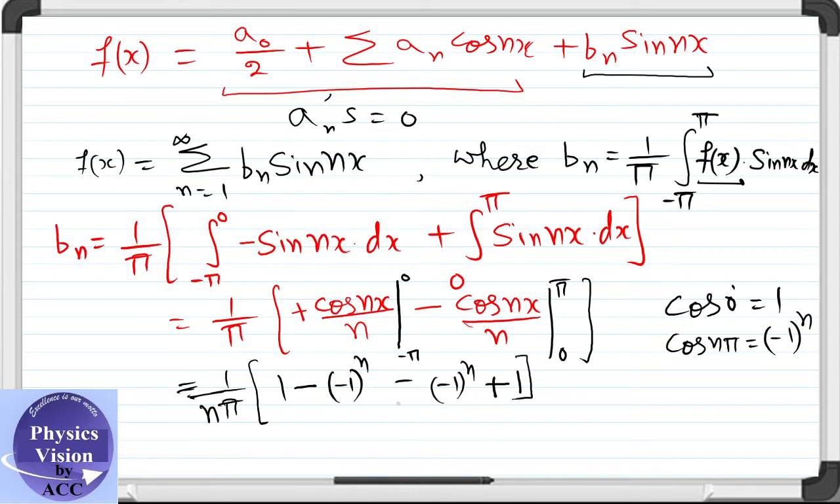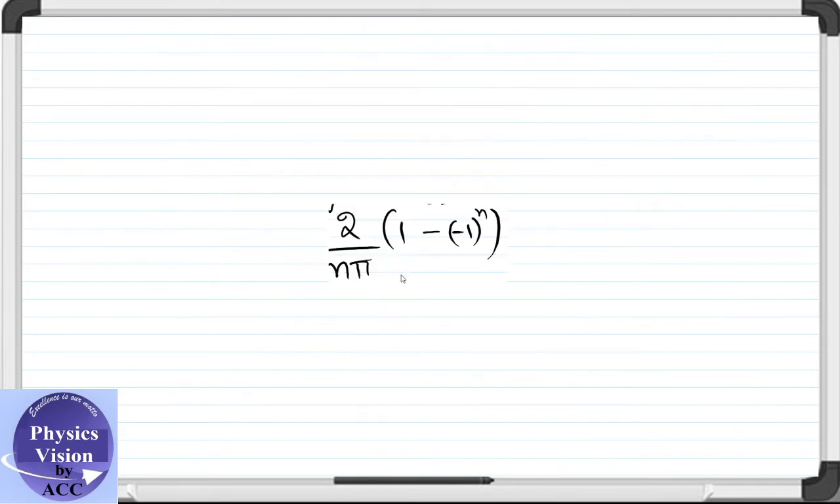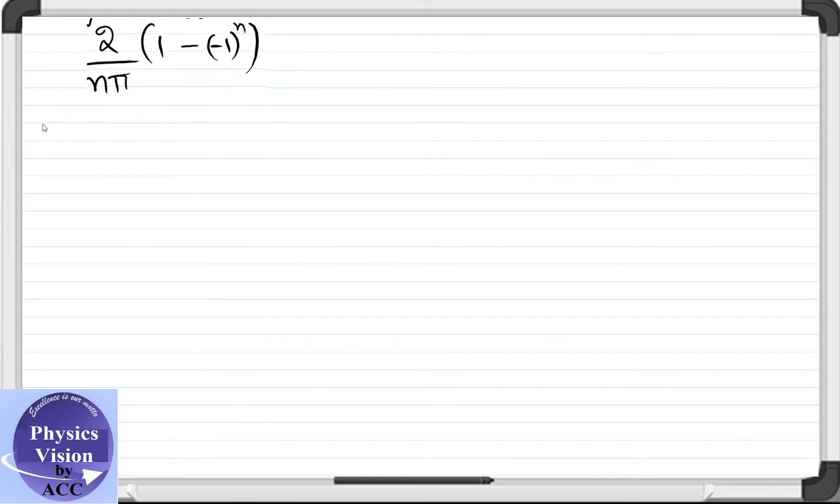Taking these together, it becomes double, twice of this. So we can write it as 2 upon n pi, and the bracket contains 1 minus minus 1 raised to the power n. So this is our bn. We can further solve it. Since n varies from 1 to infinity, we can take the values of n as odd and even.